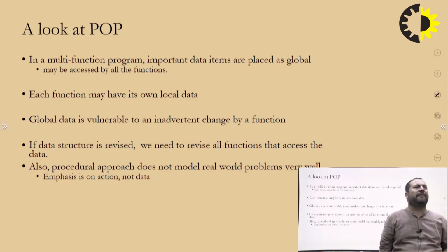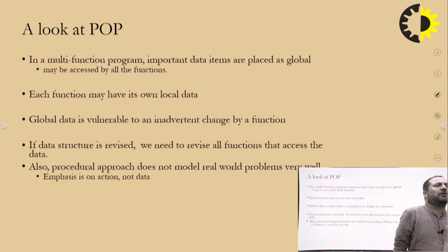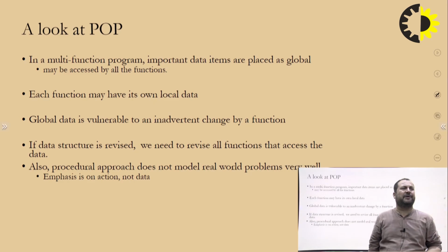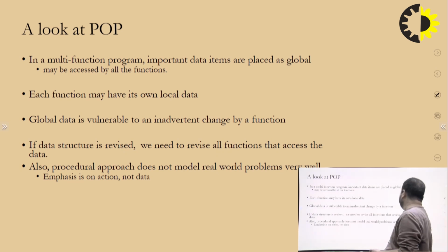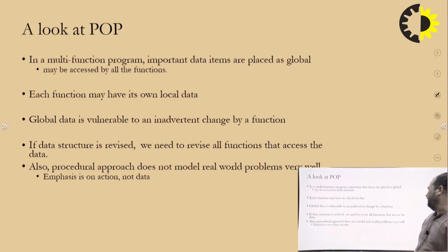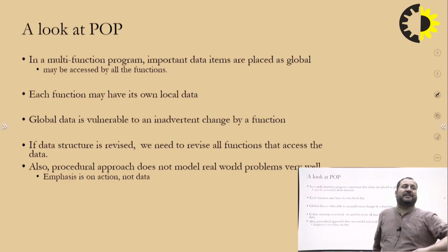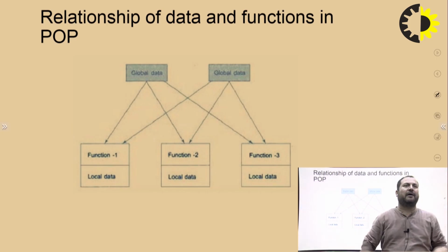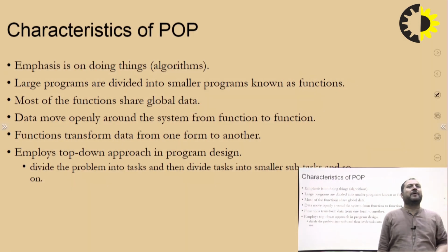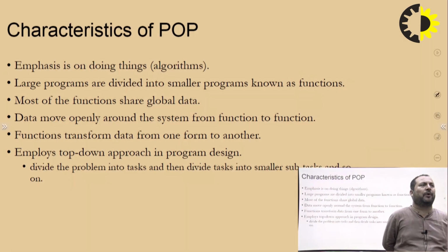In a multi-function program, important data items are placed as global variables, which may be accessed by all functions. Each function may have its own local data. Global data is vulnerable to changes by functions. If the data structure is revised, we need to revise all functions that access the data. So the procedural approach does not model real-world problems very well, because the emphasis is on action, not on the data. Global data accessed by these functions could be vulnerable.